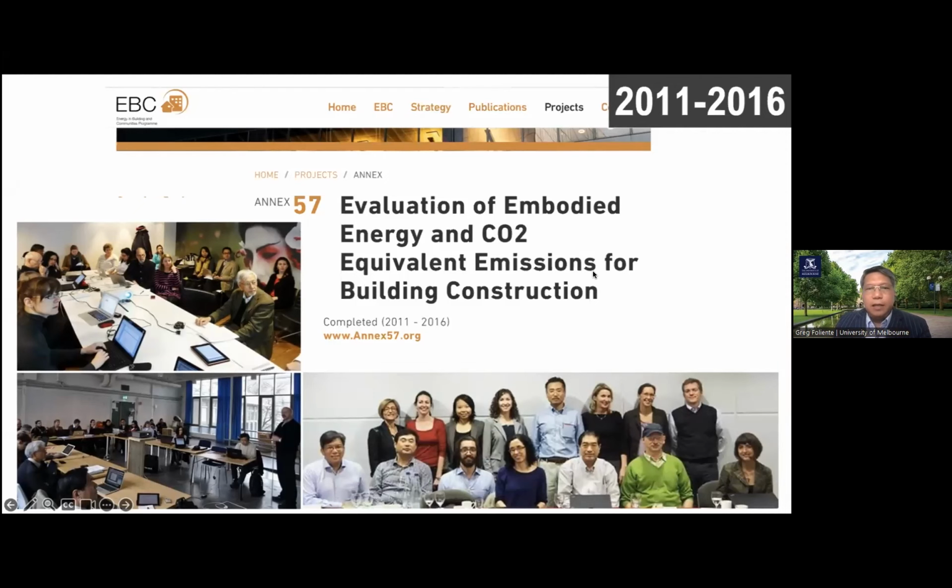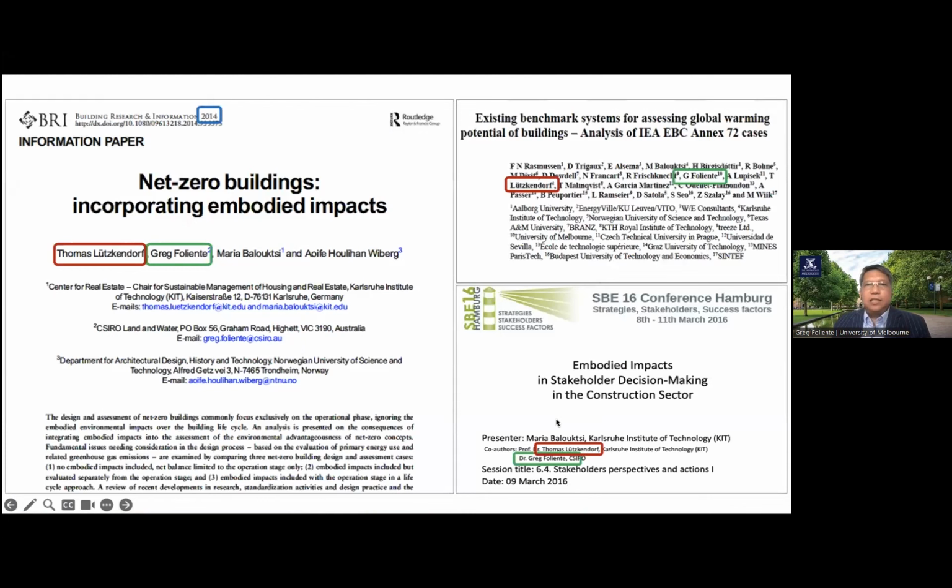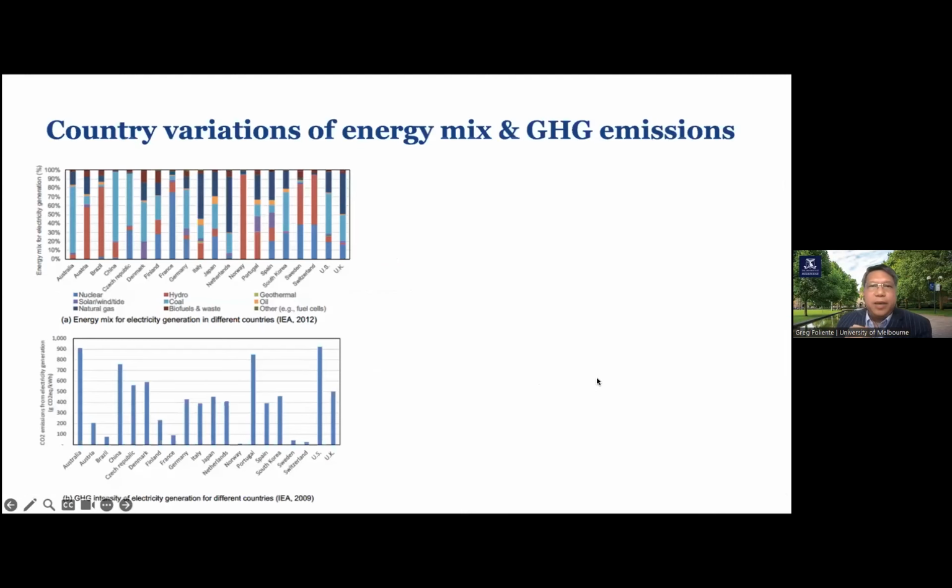This was the initial salvo on systematically looking at the embodied energy and carbon emissions for building and construction. I was part of the leadership of this annex that led to some of the early papers on how to incorporate this with other elements of design and planning, and how to view different stakeholder decision making.